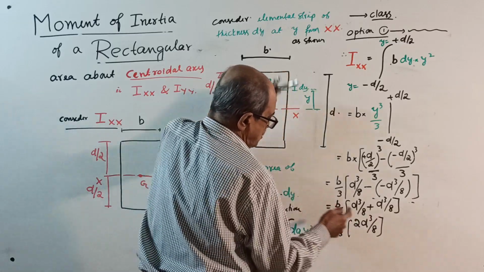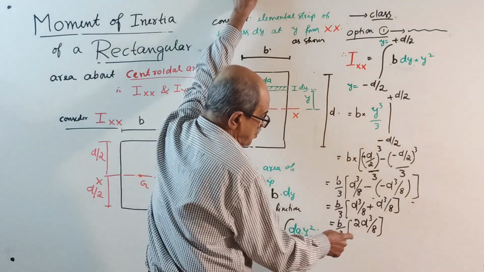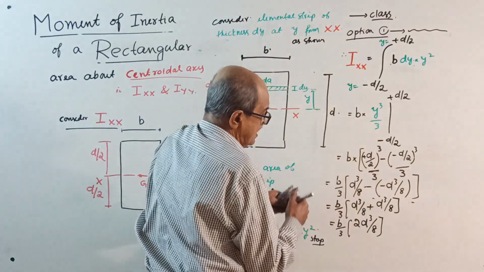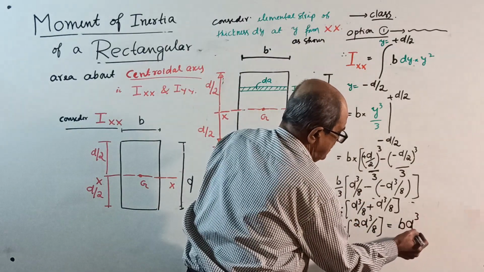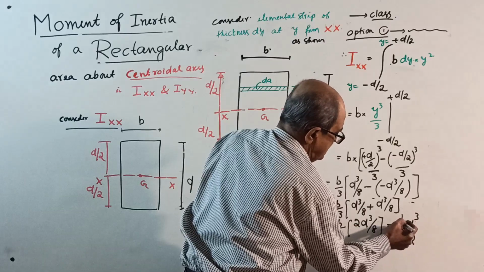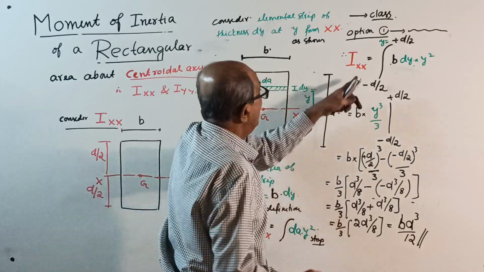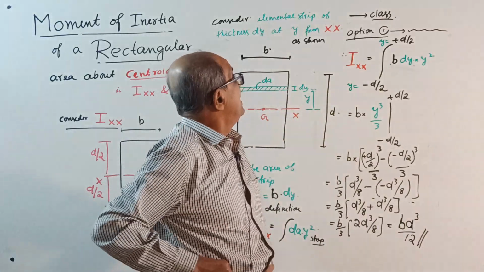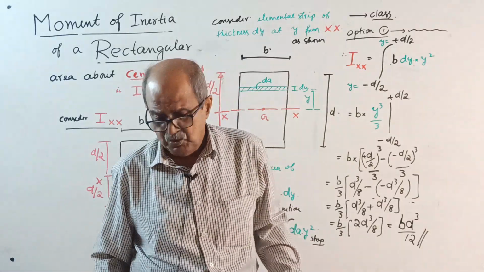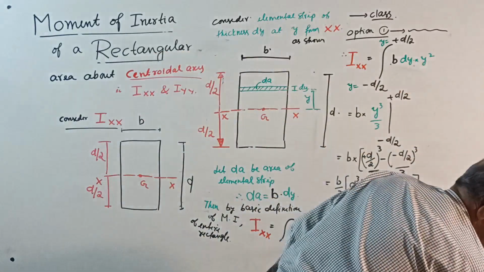Now 8 into 3 is 24. 2 divided by 24 is 12, so it equals bd cube divided by 12, which is the answer for I about xx. This is option 1. I will give you the second option now. Both are the same. See, here is the second option.